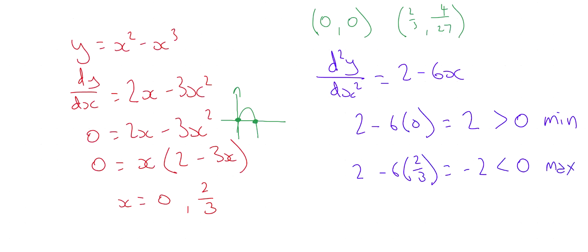Now I'm going to go over to, oh, I won't be able to do that. Share. Oh no, I don't want to do that. Anyway, that is going to look like, let me draw it. So one of the turning points is 0, 0. The other turning point is 2/3 and 4/27.